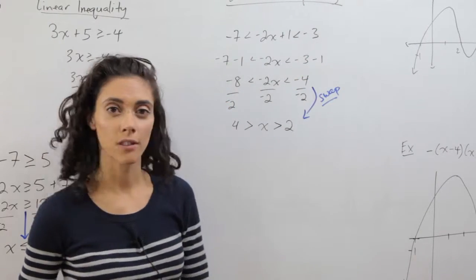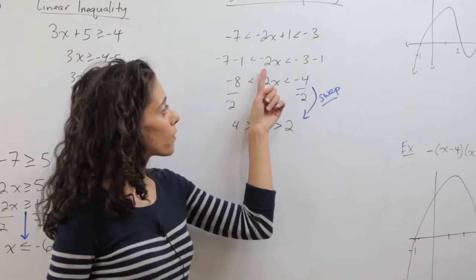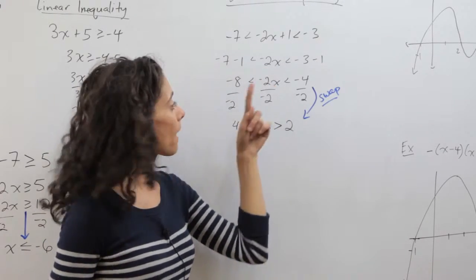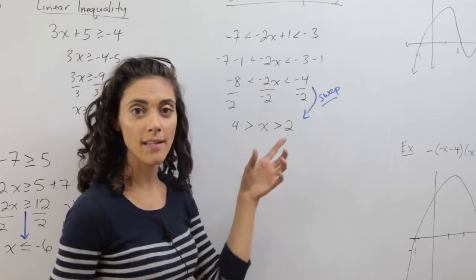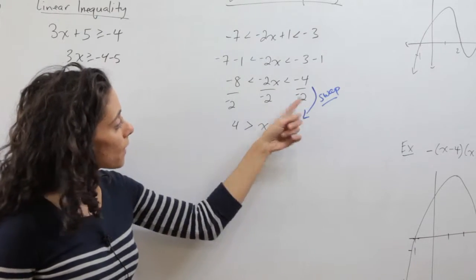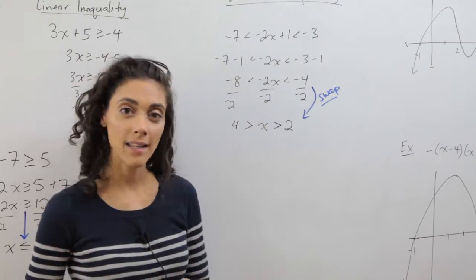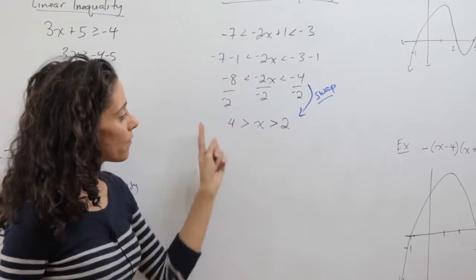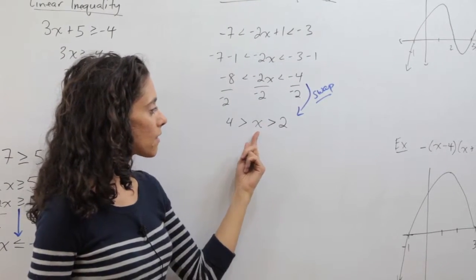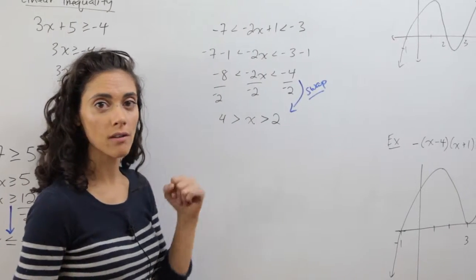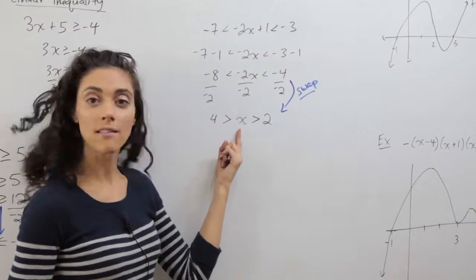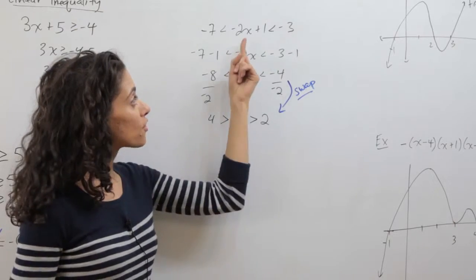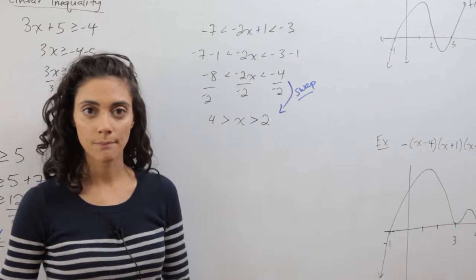That becomes -4. And once again, if I want to get rid of this -2 in front of the x, I've got to divide each of the sections by -2. And don't forget, because I'm dividing by a negative, the inequality symbols will swap direction, and we get this as our final answer. X is some number between 2 and 4. That says that as long as x is some number between 2 and 4, this initial inequality will hold.